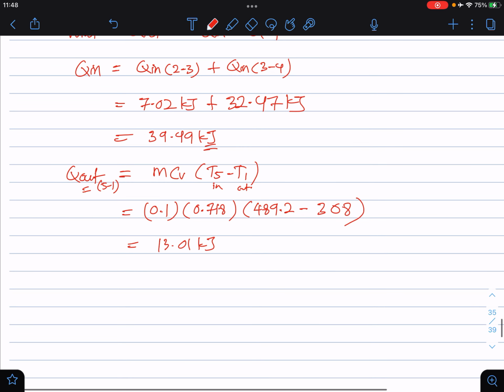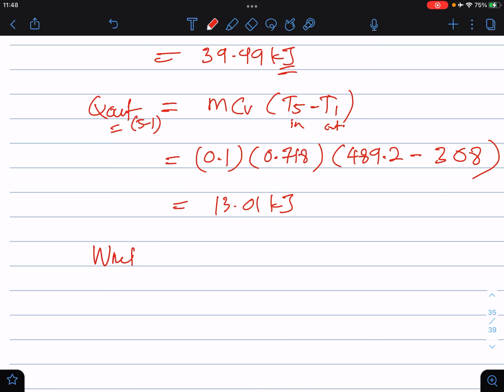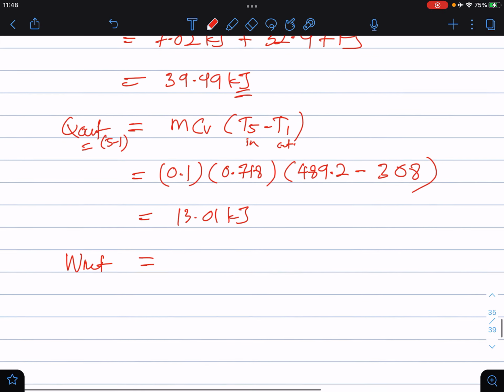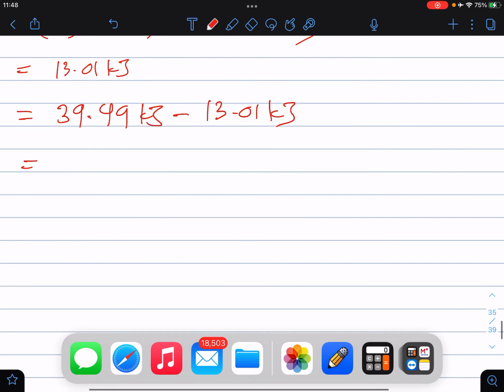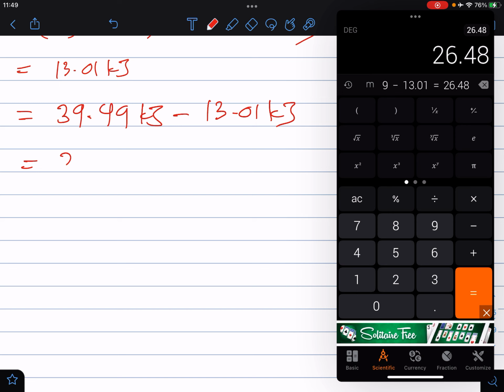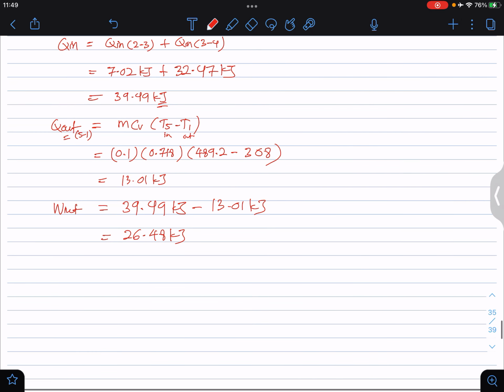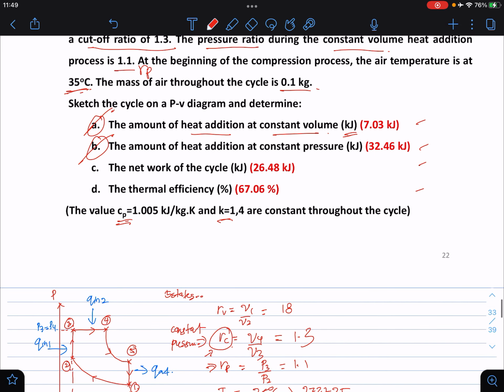Now find the net work by calculating the difference of the Q in and Q out. Work net equals Q in 39.49 minus 13.01 kilojoule, which gives 26.48. So this is your work net, 26.48 kilojoule. This is also answered.